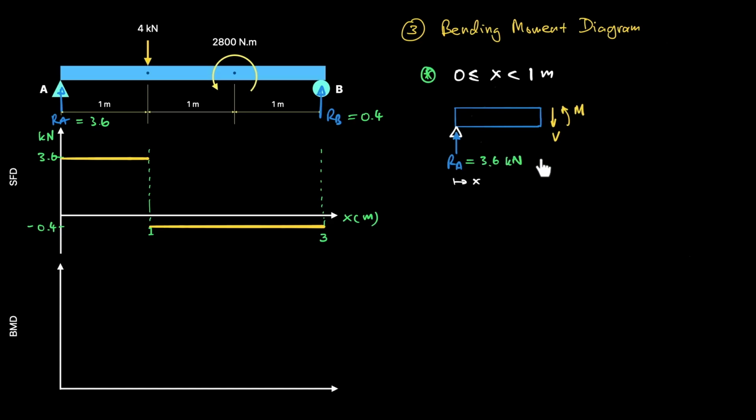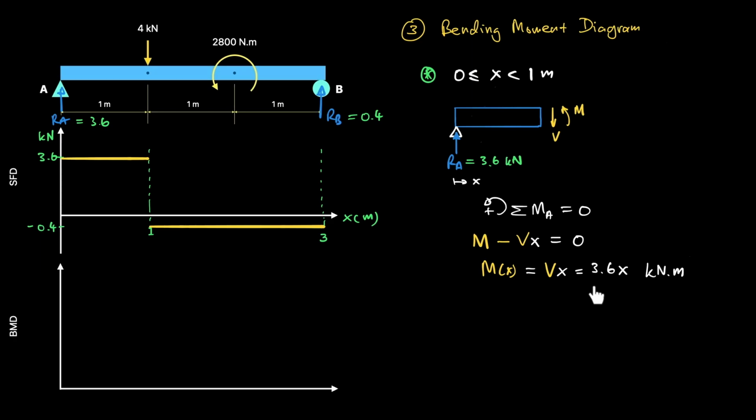We are going to cut the beam again as before. For the first segment, from 0 to just before the 4 kilonewtons load, we set that the net moments at A, counterclockwise positive, is 0. So M here is counterclockwise, so it is positive. V here times the lever of length x gives us clockwise moment at A, so it is minus V times x and equals 0. So we have M of x equals V times x, and we know that V at this segment is 3.6 kilonewtons, so this equals 3.6 times x, and the unit is kilonewtons meter.